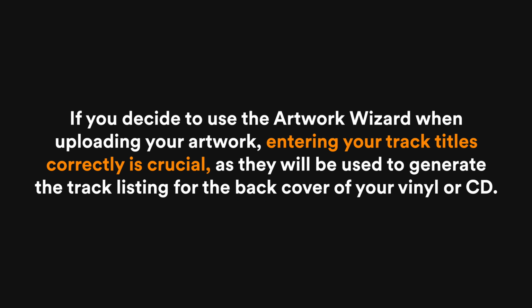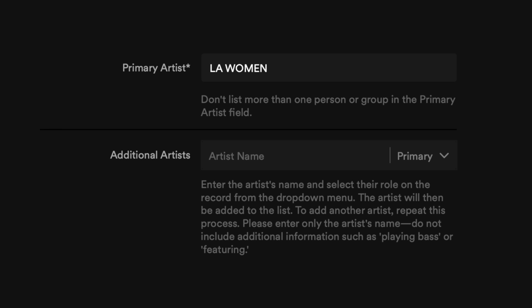If you decide to use the artwork wizard when uploading your artwork, entering your track titles correctly is crucial, as they will be used to generate the track listing for the back cover of your vinyl or CD. Check the primary artist, which is usually the primary artist from the release metadata that you have already filled out. The only reason when it won't be is if the release is actually a compilation featuring many different artists. Then the release metadata tab would say various artists in the primary artist field, and in the primary artist field for every track you would list all the different artists occurring on this compilation.